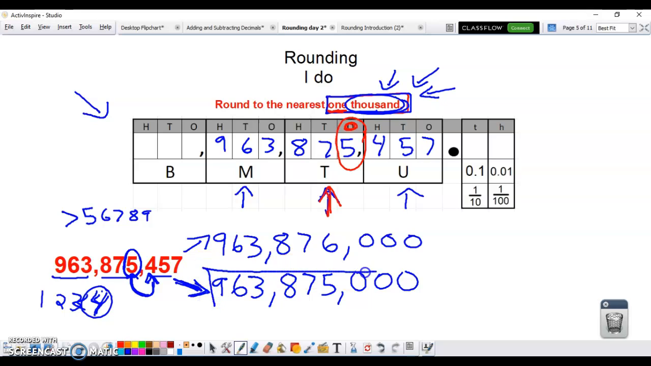So my final answer is 963,875,000. So again, 963,875,457 rounded to the nearest thousand is 963,875,000.